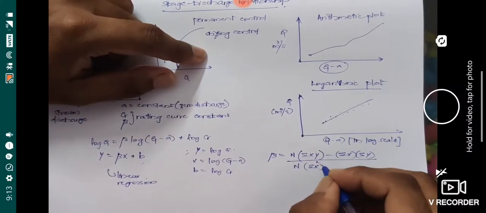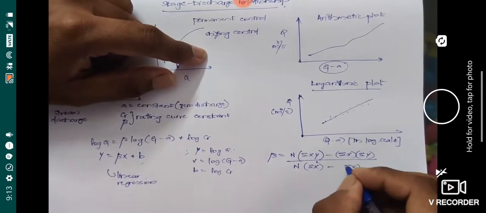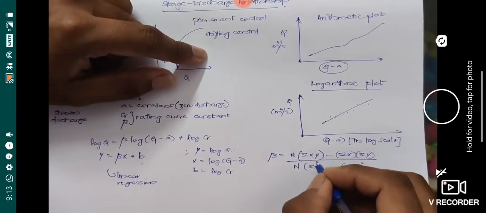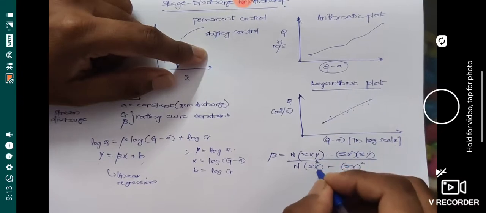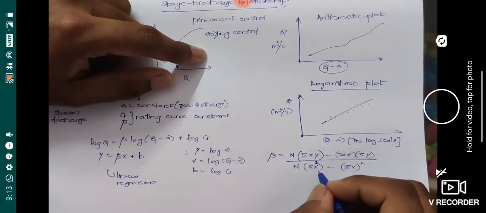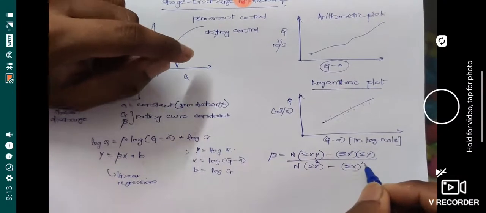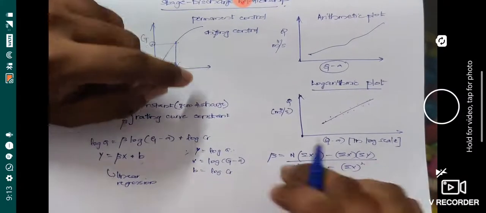This is not sigma the whole square, it is sigma of x square minus sigma x the whole square. So don't get confused with this thing. In this term, the square is for x, that is, you have to take the summation of x square. Here, what you have to do is first find the summation sigma x, and you have to square it. So that's how you find the slope.